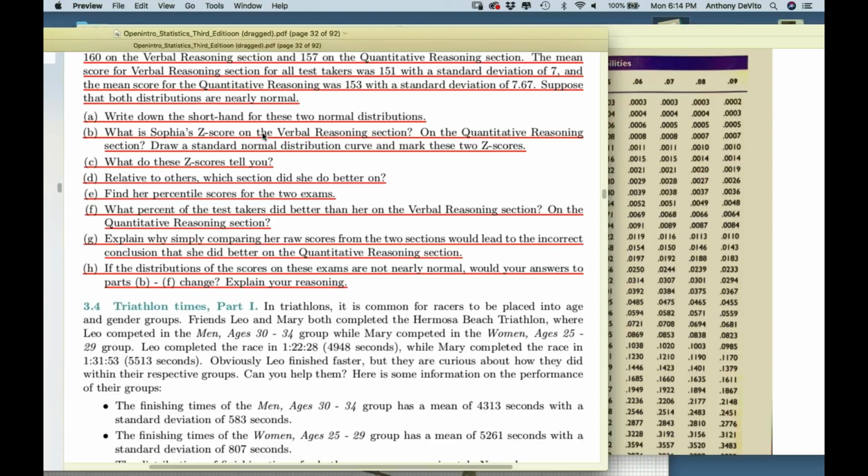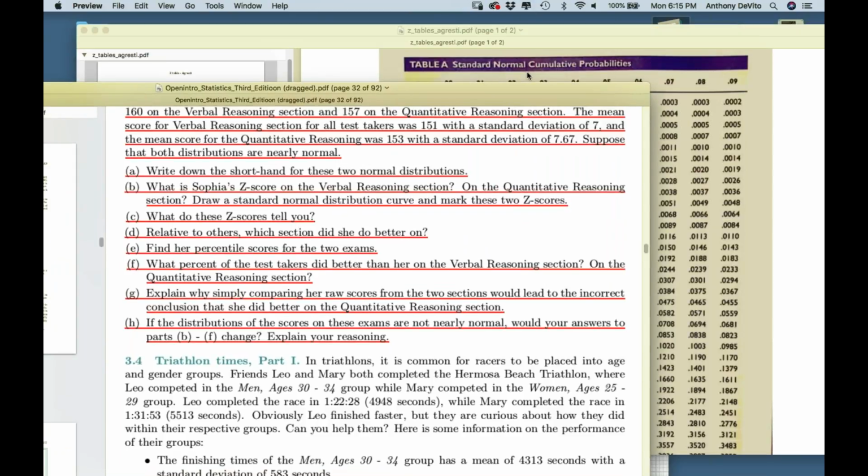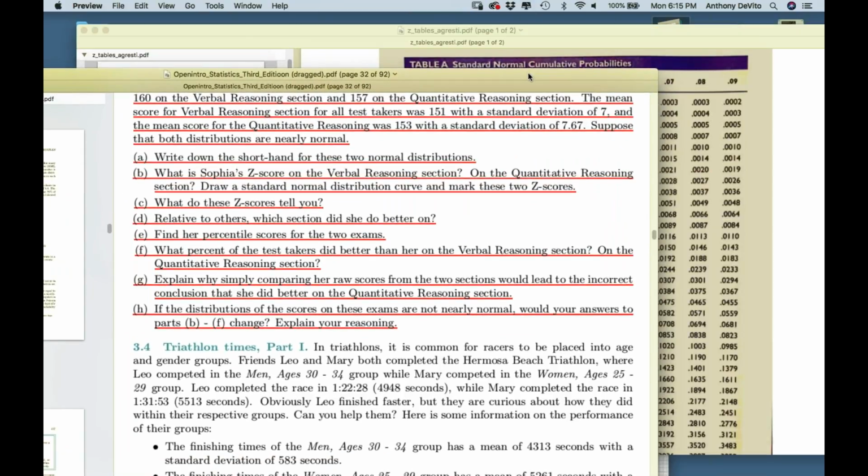What is Sophia's z-score on the verbal reasoning section, on the quantitative reasoning section, and draw a standard normal curve and mark these two z-scores? Well, actually, we're going to have to draw two standard normal curves, right? One for the verbal and one for the quantitative reasoning. Okay, so I'm going to go ahead and do that.